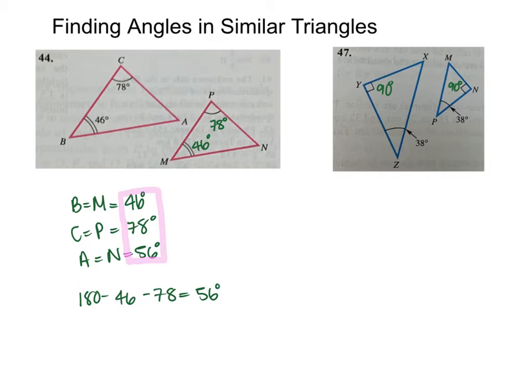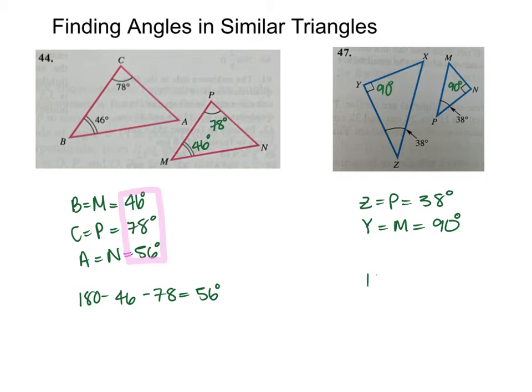And so they also said that this Z is 38 degrees and P is 38 degrees. So now we just have to find the X and the M angle, which are going to be similar to each other. So in this case, let's just go ahead and label what we already know, which is that Z and P are equal to 38 degrees, and then Y and M is equal to 90 degrees.